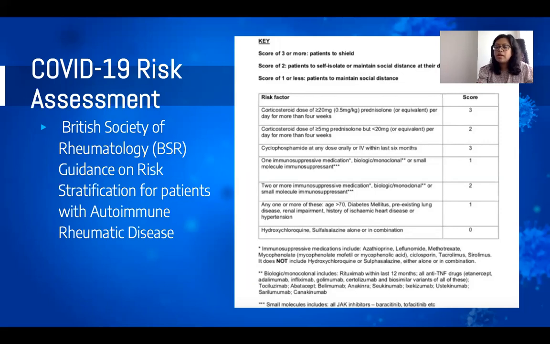A score of 2, it's up to the patient's discretion to self-isolate or maintain social distance. And a score of 1 would encourage the patients to just maintain social distance and follow government guidelines as for the general population. So just to give you an idea of which of these patients we ask to shield: patients taking corticosteroid doses of greater than 20 milligrams of prednisolone for more than 4 weeks, patients on combinations of immunosuppressive medications, or patients on immunosuppressive medications and being over the age of 70 or having multiple comorbidities.